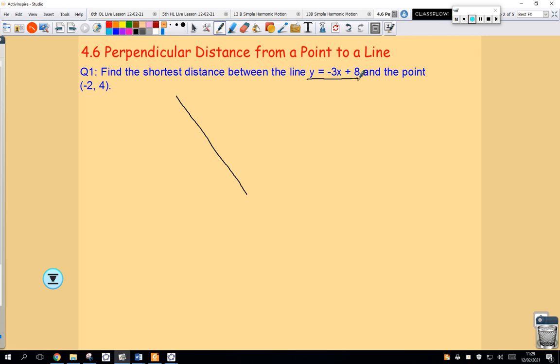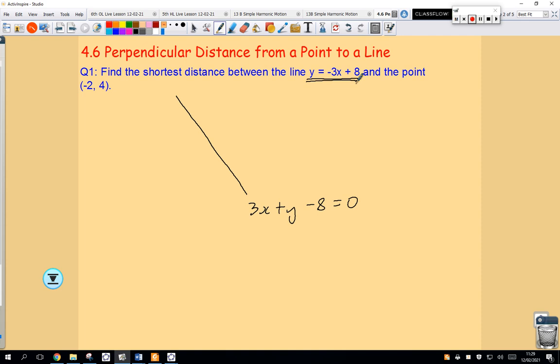In order to find the perpendicular distance, I need to express that in standard form, adding 3x, subtracting 8 from both sides. That's the line 3x plus y subtract 8 equals 0. So I just took that line and expressed it in standard form. Again, that's stuff we've looked at in previous classes. Make sure you know the different forms of the equation of the line. If you don't, go back and check out the videos on those.